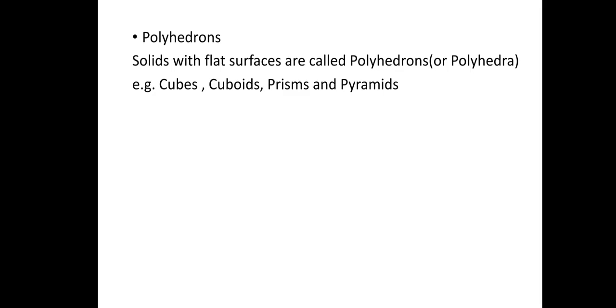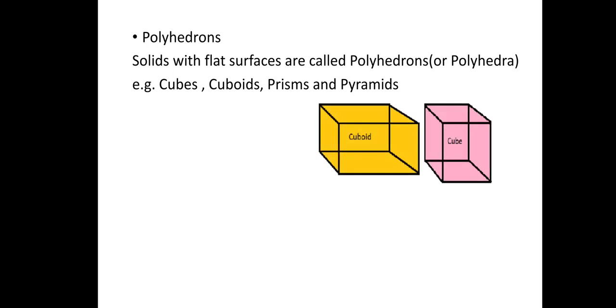Solids with flat surfaces are called polyhedrons or polyhedra, or a solid made up of polygonal regions is called a polyhedron. And the examples of polyhedrons are cubes, cuboids, prisms and pyramids. These are the figures which you can see, cubes and cuboids. Prisms and pyramids we will study in detail in this lecture.